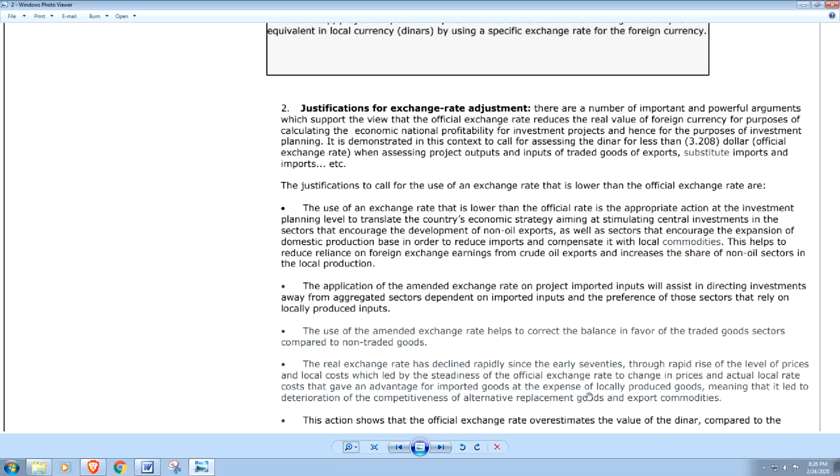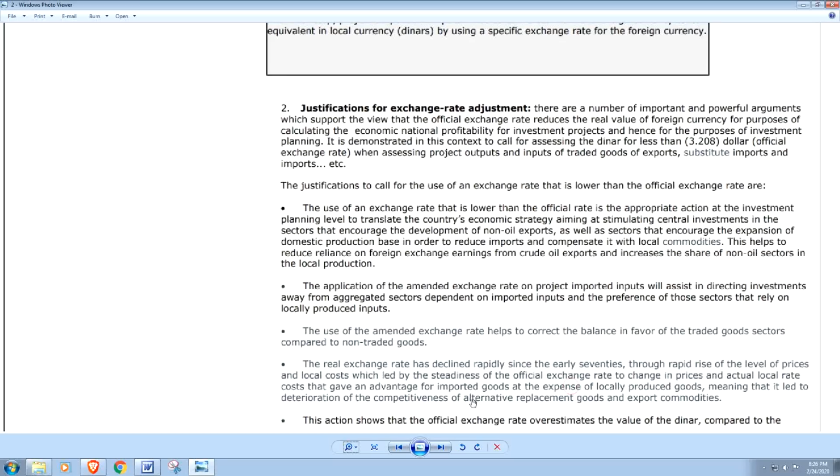Do you see what they're saying here? So that high of a rate really hurt them. It really hurt them. What happened was people found that it was cheaper to import than to buy locally, and by doing so, it hurts the strength of the dinar. Okay. It also hurts their economy.